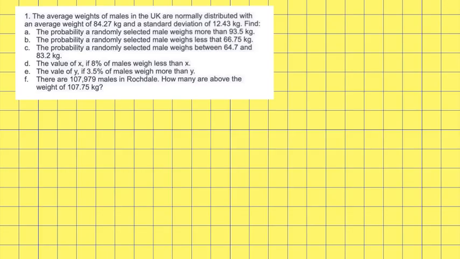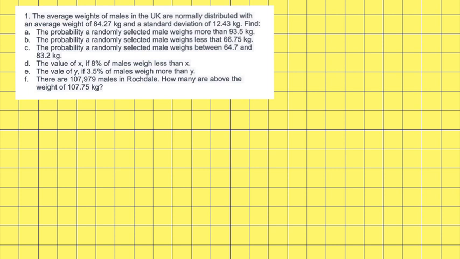Here is a typical normal distribution question that you might get. It's quite long, it has 6 parts, but we'll go through each part individually. Whenever you're doing a normal distribution question, always draw yourself a diagram and mark on it all the relevant information. This will make it a lot easier for you to answer the question that you've been asked.